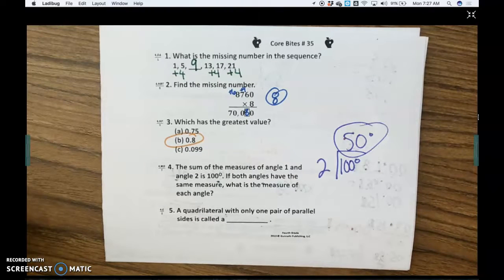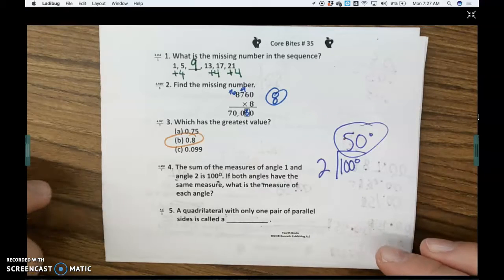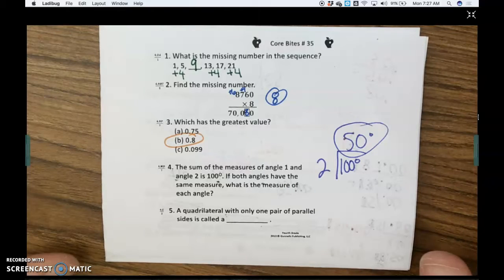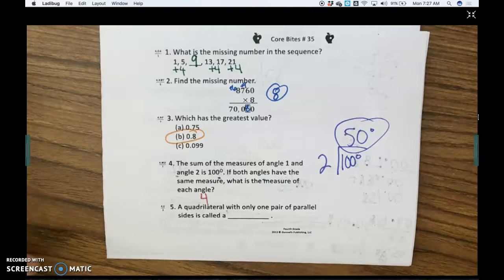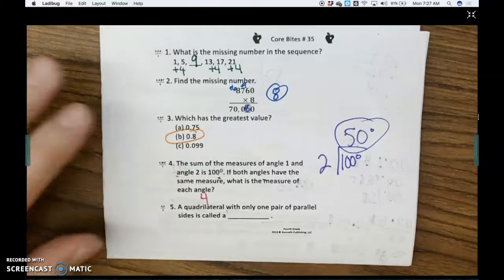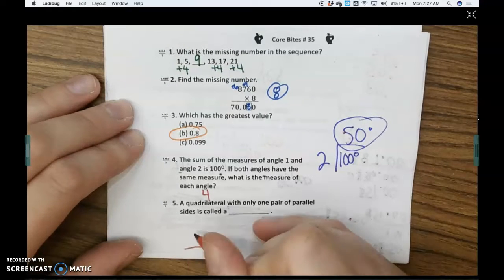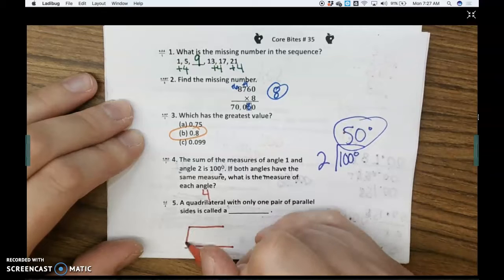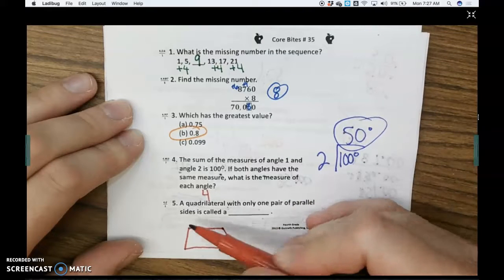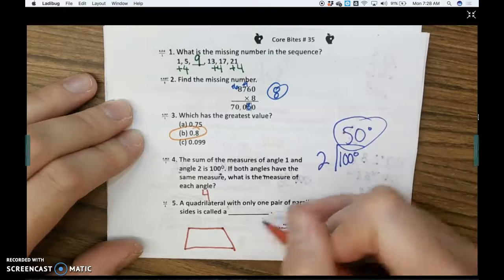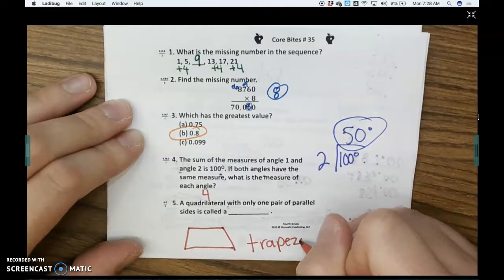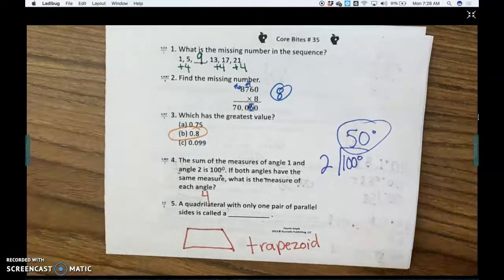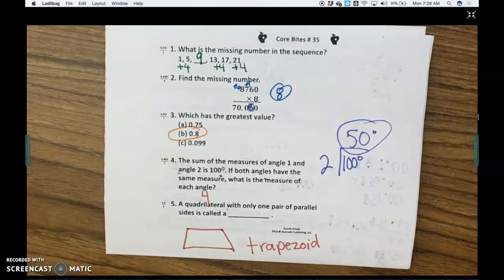And then your last one, it says a quadrilateral with only one pair of parallel sides is called a what? Okay, a quadrilateral, which means it has 4 sides. Quad means 4. Only one pair of parallel sides. So if we have parallel sides, but only one pair, that means these would have to be intersecting at some point, right, if they kept going. So the answer for this is a trapezoid.